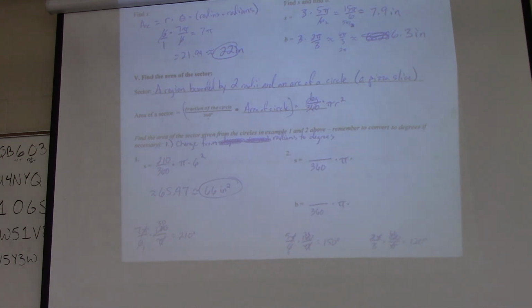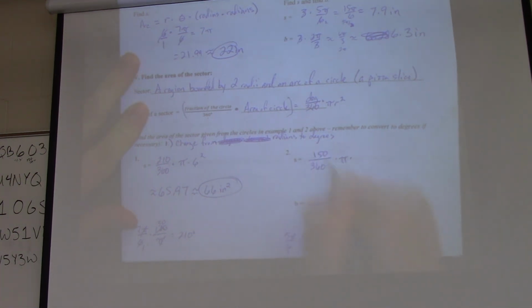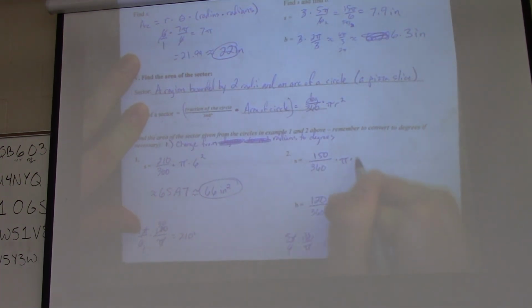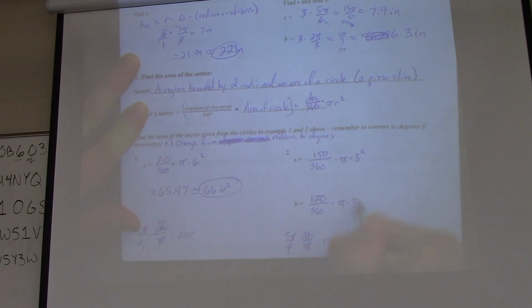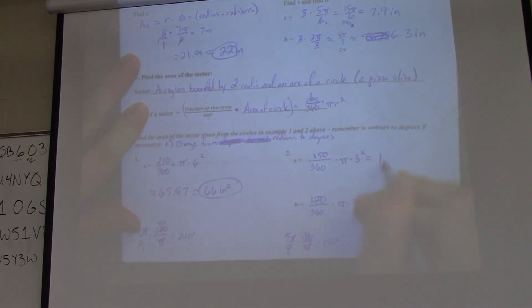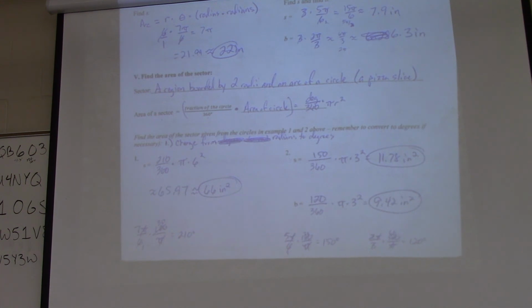All right, let me finish it up here. I got 150 as my first one and 120 as my second one. The radius was 3 squared, which is 9. And when I plug that all in, I should have got 11.78 inches squared. And I should have got 9.42 inches squared. And those are my two answers.